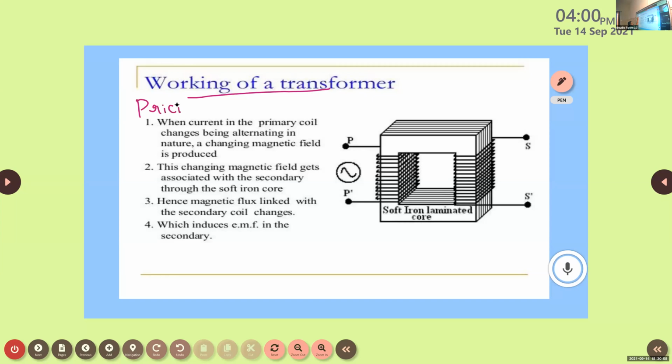It works based on the principle of mutual induction. The transformer works based on the principle of mutual induction. Transformer is a device that is used to either increase the value or decrease the value of voltage, and it works based on the principle of mutual induction. Then what do you mean by mutual induction?